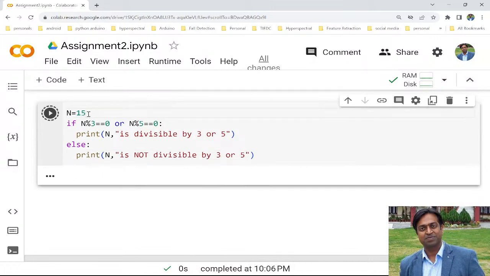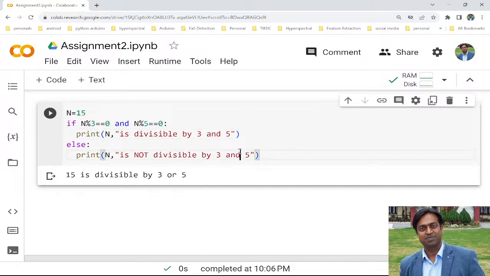If I put 15, then 15 is divisible by 3 or 5, right? If I put and, it means we are checking that n should be divisible by both 3 and 5. If it is divisible by 3 as well as 5, then this will be printed, right? Means n is divisible by 3 and 5. Otherwise we will put n is not divisible by 3 and 5. So if I put this, it says 15 is divisible by 3 and 5.